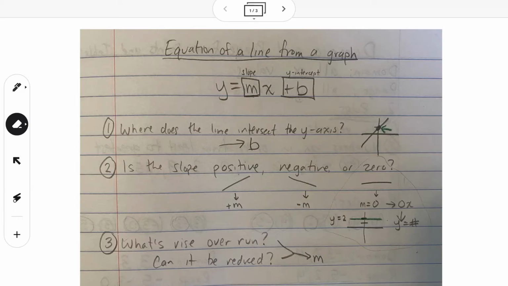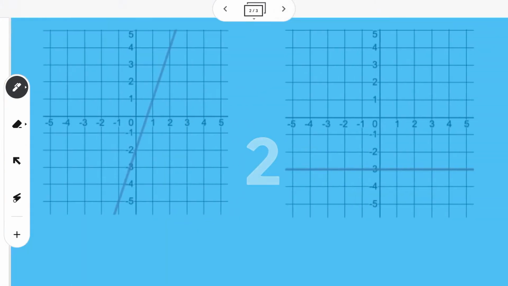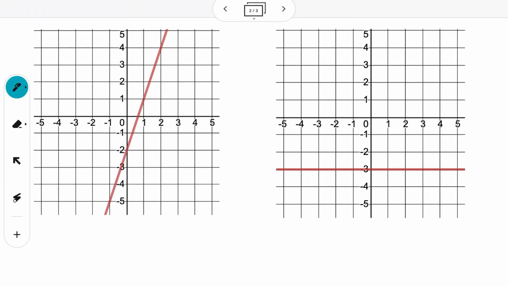Let's use these notes to now take a look at a few examples. So here are my notes. Remember, step 1, just go ahead and find the y-intercept. That's that point where it hits the y-axis. Step 2, decide whether the slope is positive, negative, or 0. And step 3, actually find what the slope is by using rise over run. So let's take a look at our first graph. Now what I'm going to do is write y equals mx plus b. Why? Because then I can think about one step at a time. So I notice my y-intercept, it's negative 2. I'm just going to write negative 2 by the b. So that step is done.